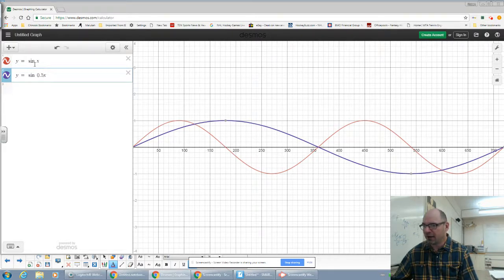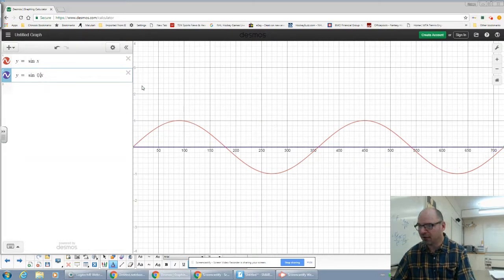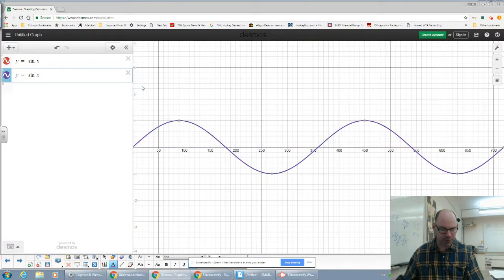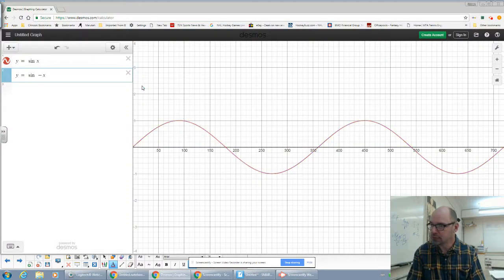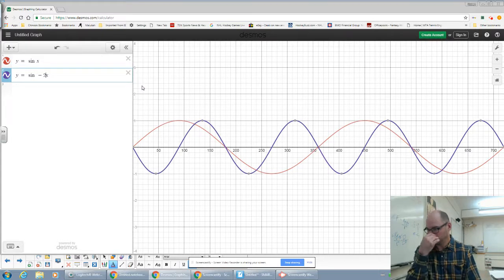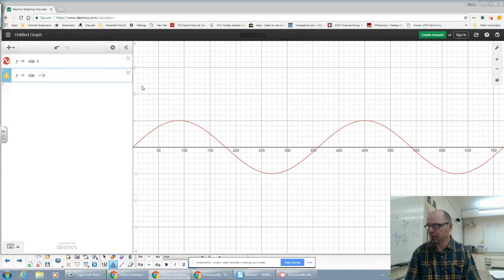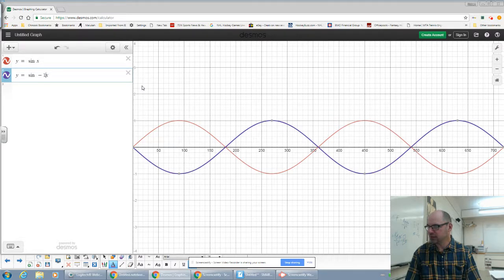Okay, what if you had a negative in front, you're thinking? What if I had y equals negative 2 sine x? You'll notice that the negative value again changes the max and mins. If I just put negative x there so that we can see, there's negative 1x. So it's changed the max and mins.